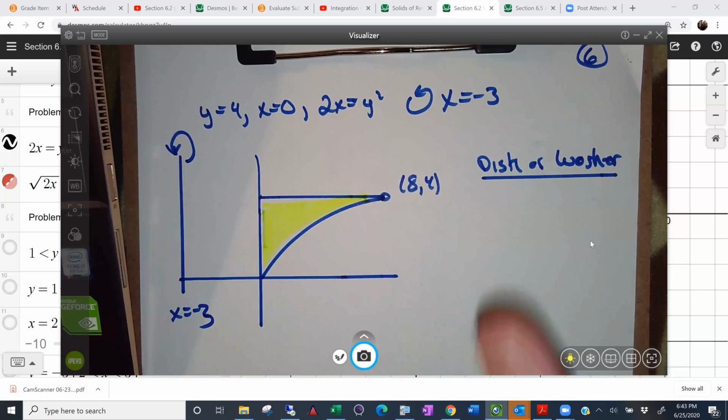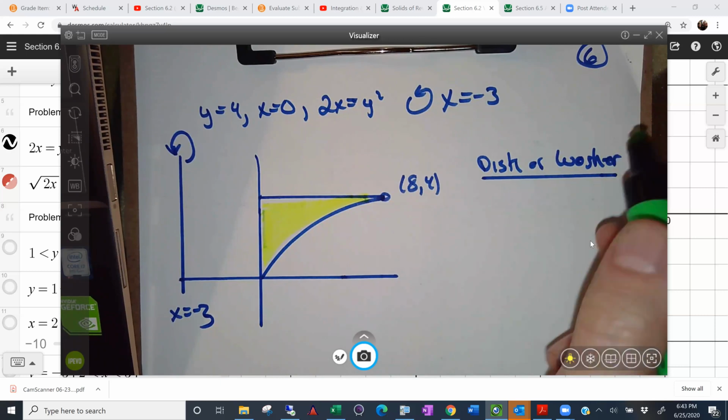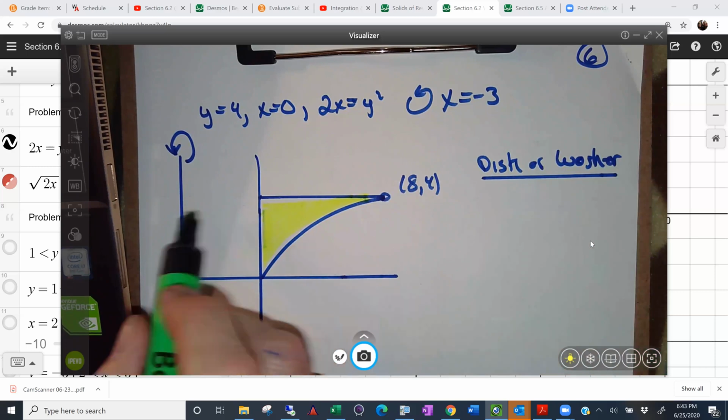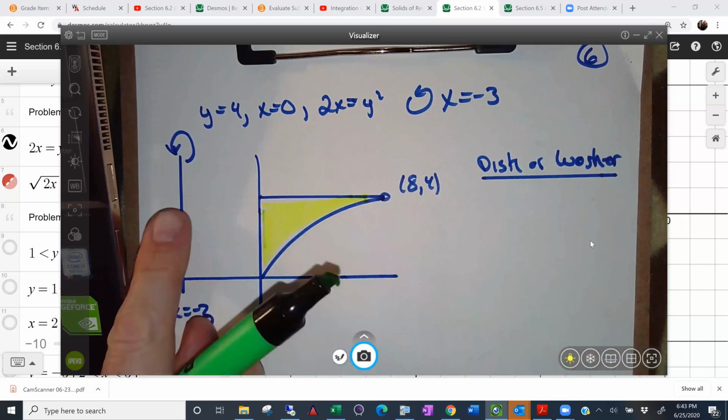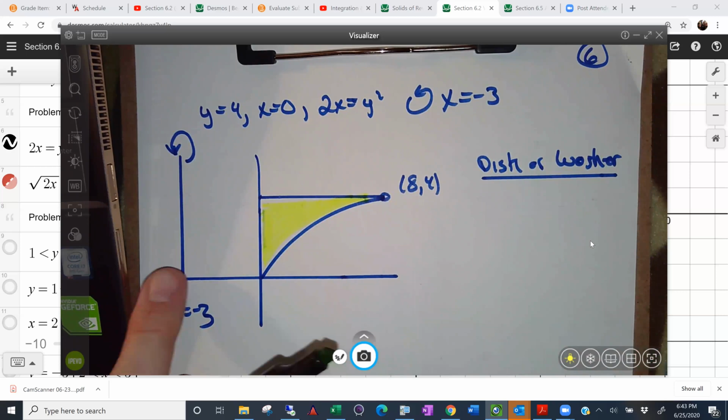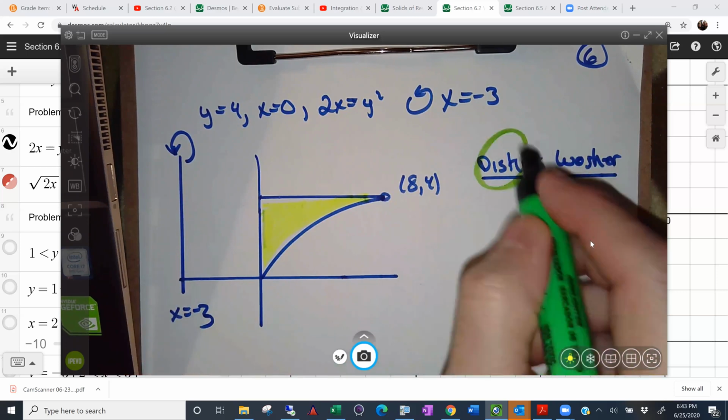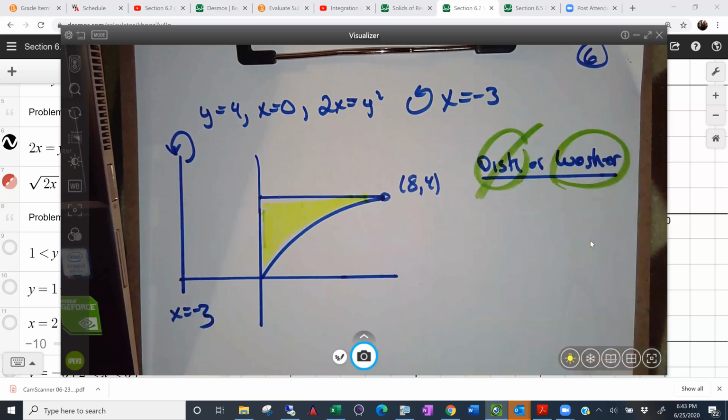Is this going to be a disc or washer? Washer. Got to vote for washer. Anyone else? Is she right? Washer, yep, because there's a gap. This region doesn't touch flushly against your axis for rotation, so it's a washer, not a disc.